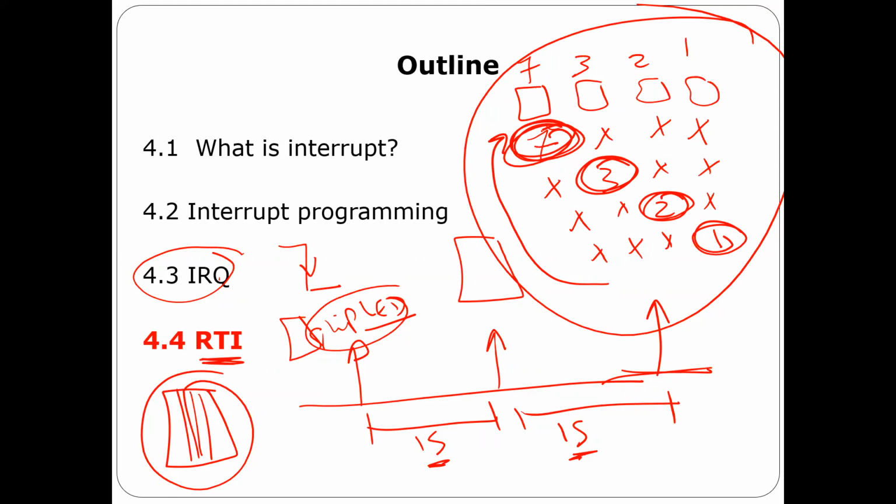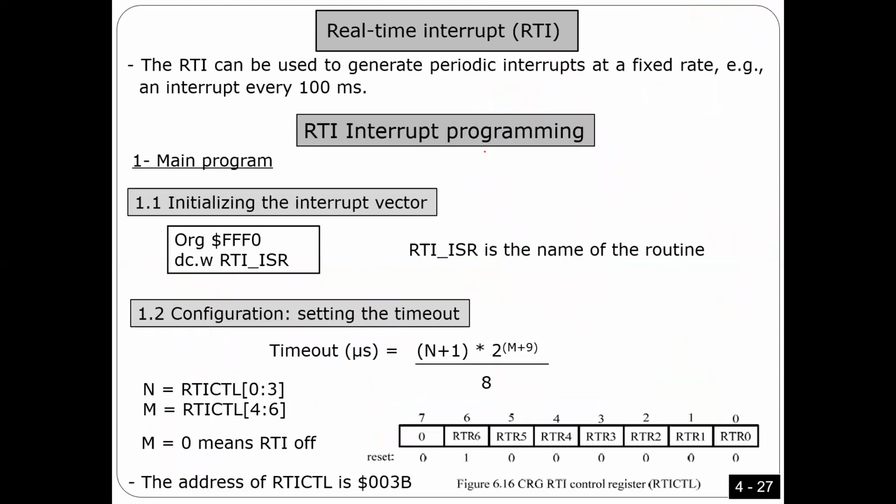You can ask yourself when I have to use IRQ and when I have to use RTI. Very simple. RTI is used if you need periodic interrupts, like this case here. In this case, I need periodic interrupts. Anyway, here I make a definition of what RTI is, and I also explain when and how you can use RTI. Now I'm going to teach programming. How can you program RTI? You will see it's very close to what I did before.